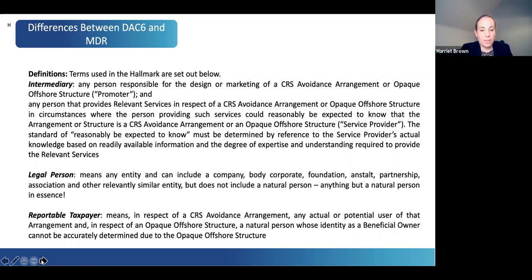Legal person, which is an important term in MDR, is very broadly defined, and really a legal person I think means anything but a natural person, and Grahame will correct me if he disagrees, but a legal person is very broadly defined in DAC6 too, so probably not too many differences there. A reportable taxpayer is any actual or potential user of a CAA, and in relation to an OOS, it's a natural person whose identity as a beneficial owner cannot be accurately determined due to that OOS.